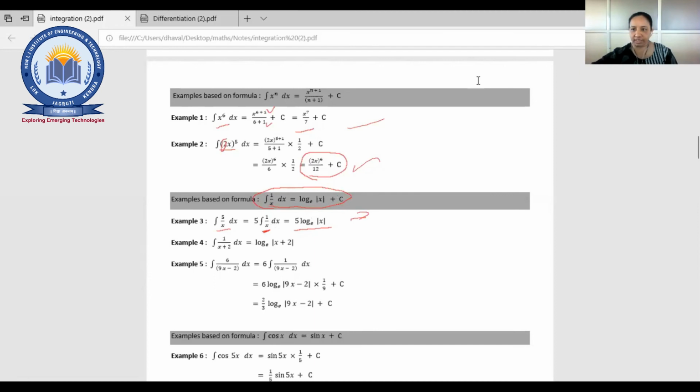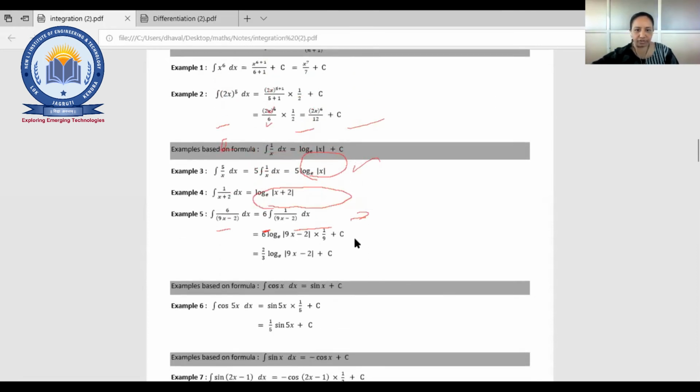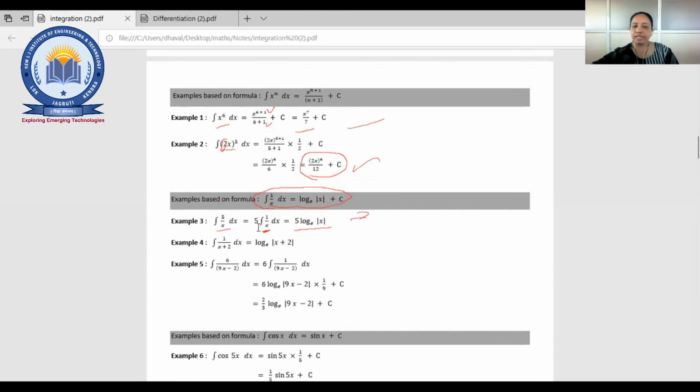Okay, some students are raising their hand. See, I am just explaining, right? This is the basic thing. So if you want to say anything, just write it down in the chat box.